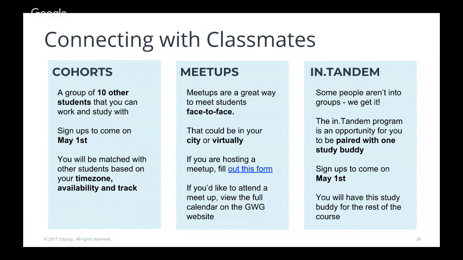So something that a lot of people asked for in phase 1 were cohorts. And these are just small groups of about 10 other students that you can work and study with. We are going to be launching signups for this on May 1st, and you'll be matched based on your time zone availability and track. So hopefully that facilitates people getting together who have complementary schedules and are learning the same course material as one another.